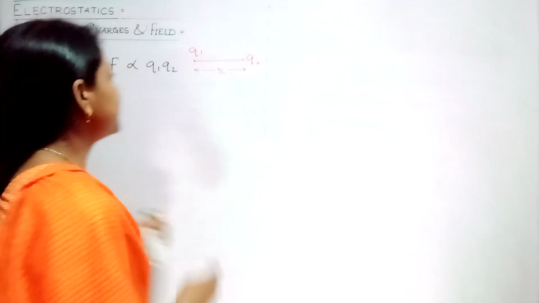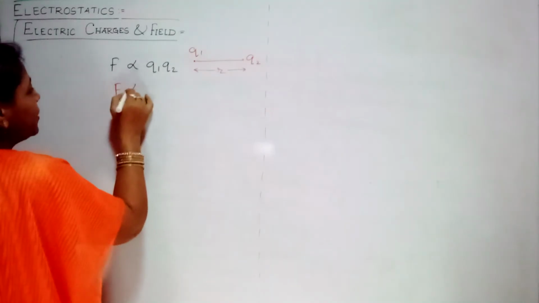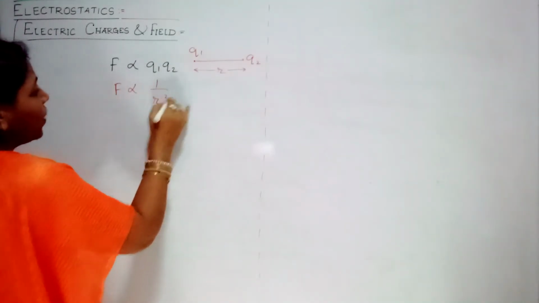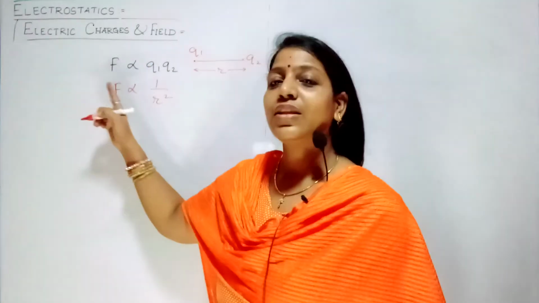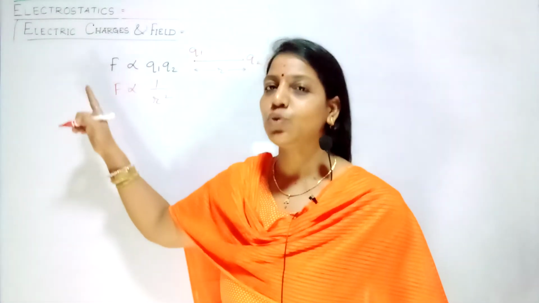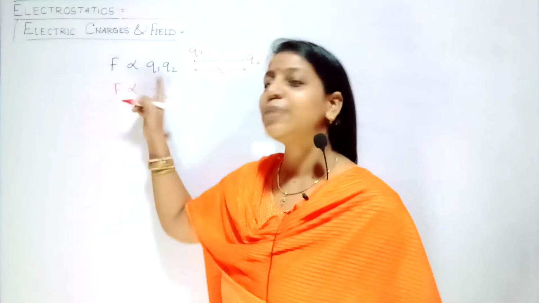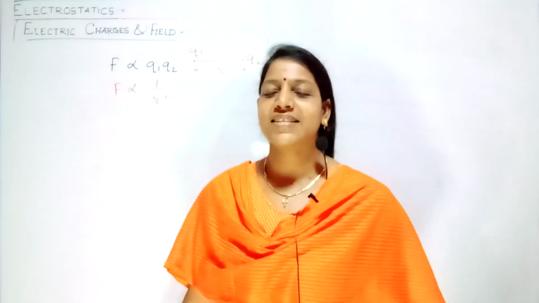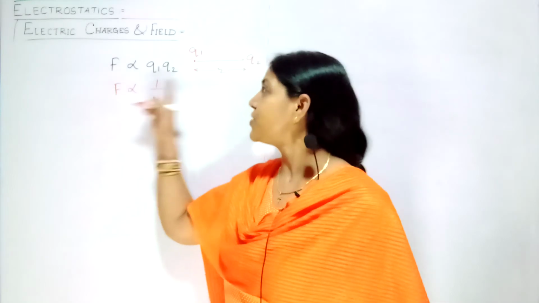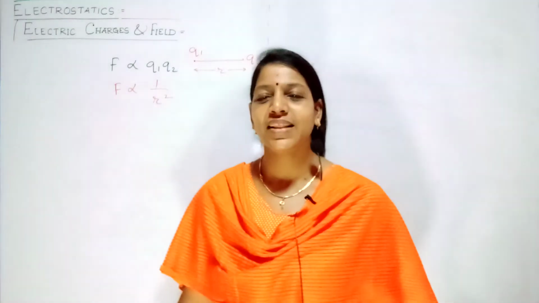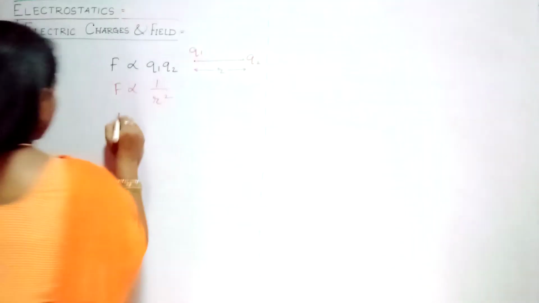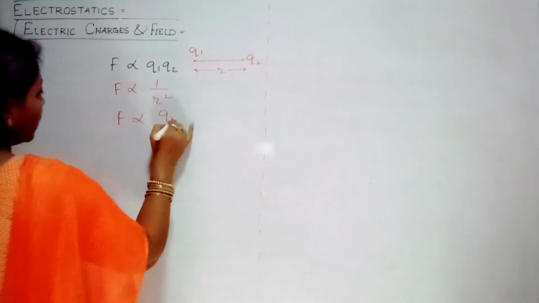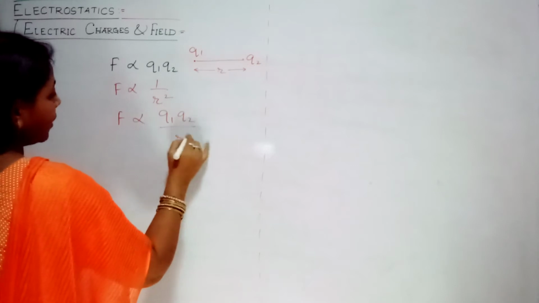Second, what he got is that it is inversely proportional to the square of the distance between them. What he found: the force of interaction between two point charges is directly proportional to the product of the charges and inversely proportional to the square of the distance between them. Now just combine these two. So what you will get? F is proportional to Q1 Q2 by r square.